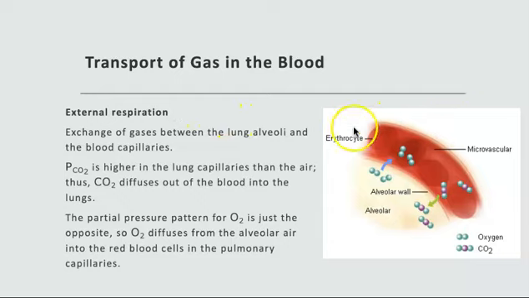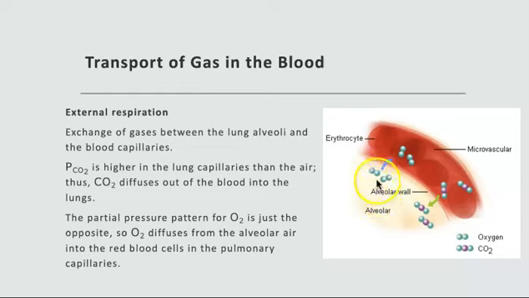So in external respiration, we are specifically talking about the exchange of gases between the lung alveoli and our blood capillaries. We see that our carbon dioxide, which is represented with this molecule over here, is going to have a higher pressure within our capillaries than the air that we brought into our alveolus. So we go from high concentration or pressure to low pressure, and so our carbon dioxide is going to want to move into our alveoli.